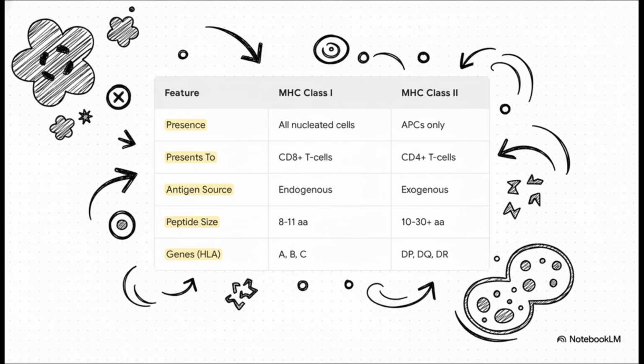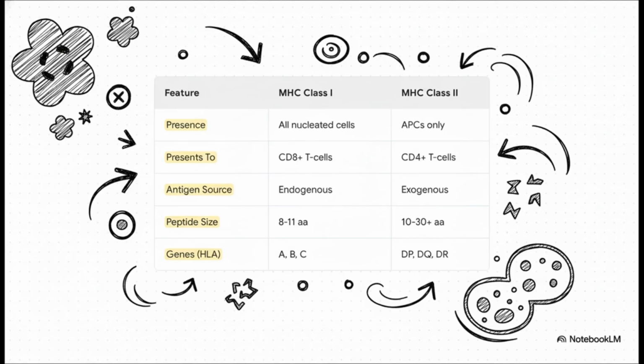Now, antigen source. For class I, it's endogenous, proteins made inside the cell. For class II, it's exogenous, from stuff captured outside. Peptide size. Class I's binding groove is like a hot dog bun with closed ends. It holds a small, specific peptide. Class II's groove is open on the ends, so it can hold longer, floppier peptides. Structure. Class I is an alpha chain paired with a little guy called beta-2 microglobulin. Class II is just an alpha and a beta chain.